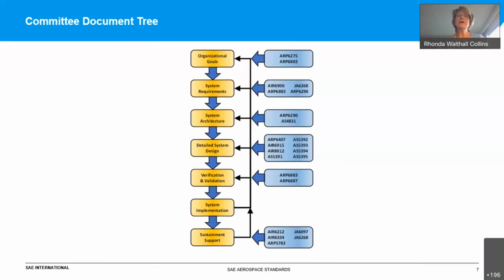Where we still do not have any documents for future work is in the system implementation. So we'll be focusing on that here shortly. And then for sustainment, maintaining the system once it's in the field. So again, we use this document tree as our roadmap to where we're going in the future, to make sure we know where we're at now, and to also help people who want to read or purchase some of our standards, our documents. This is how they can decide which one might be best for them to meet the needs and to fulfill the information they're looking for. Next slide, please.